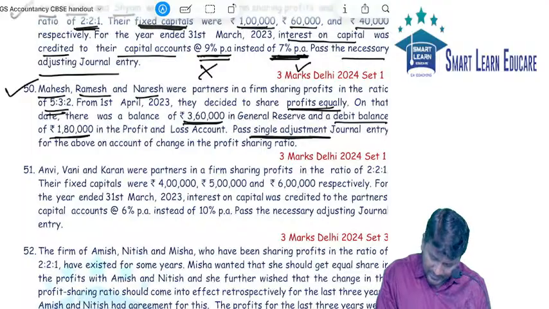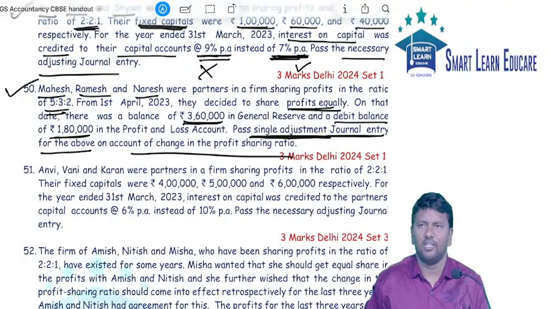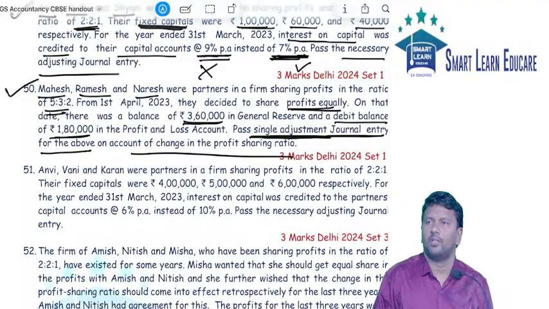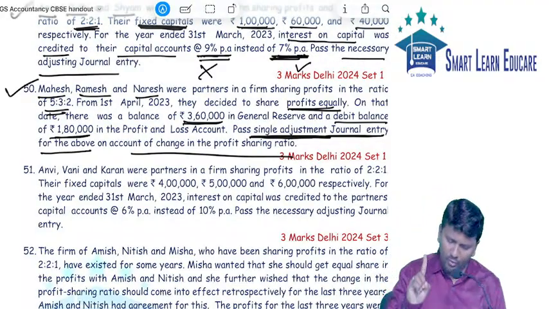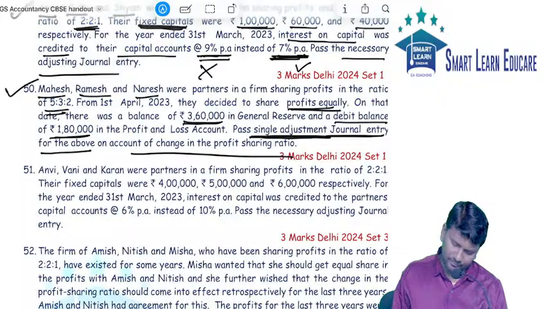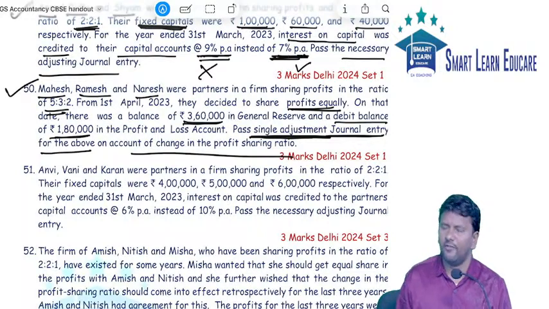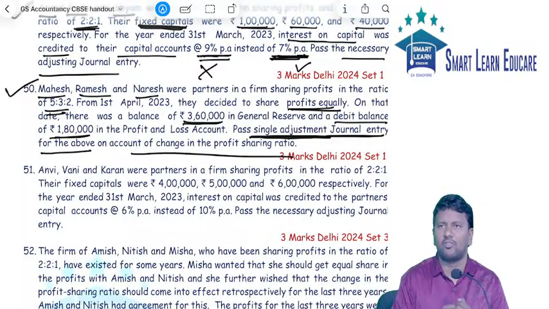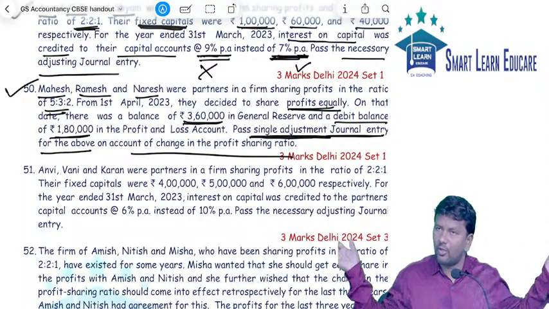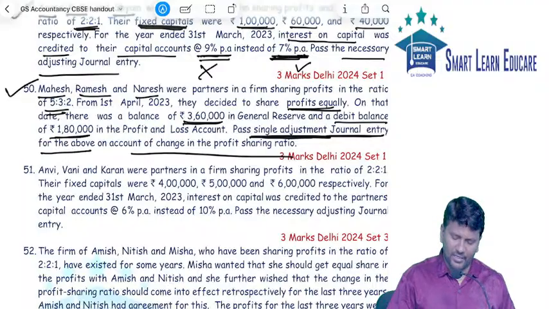Pass a single adjustment entry, a single journal entry, for the above change in profit sharing ratio. That is the important thing in this question. If it were multiple adjustment entries, we would actually pass two entries: one for transfer of reserve, another for transferring the P&L debit. But now we are going to combine these two entries and make it one entry. See how.